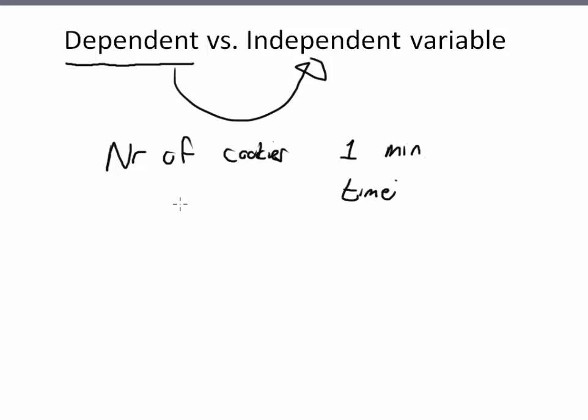Number of cookies then is dependent upon the time, and that makes sense because if I decide to double the time, then 2 minutes means that whoever is eating the cookies has more time, and therefore the number of cookies that they eat will be more. So the number of cookies is dependent upon the time. As you've heard now also, independent, starting with the letter I, I can change the independent variable. I cannot change the number of cookies eaten by the learners.